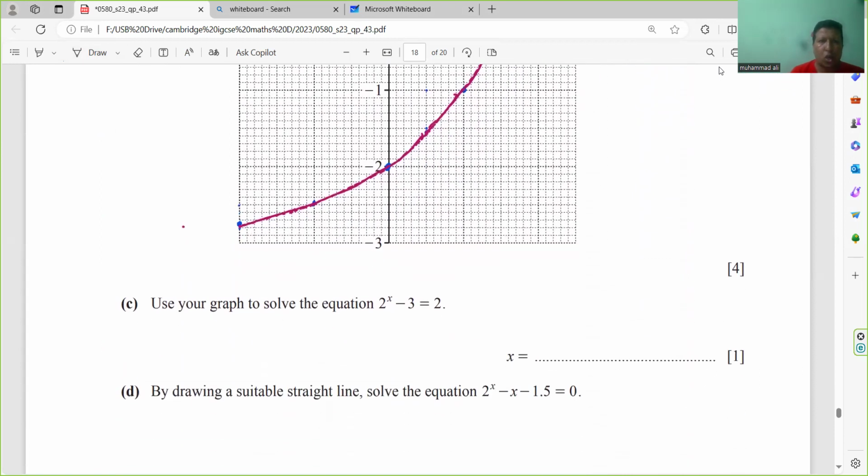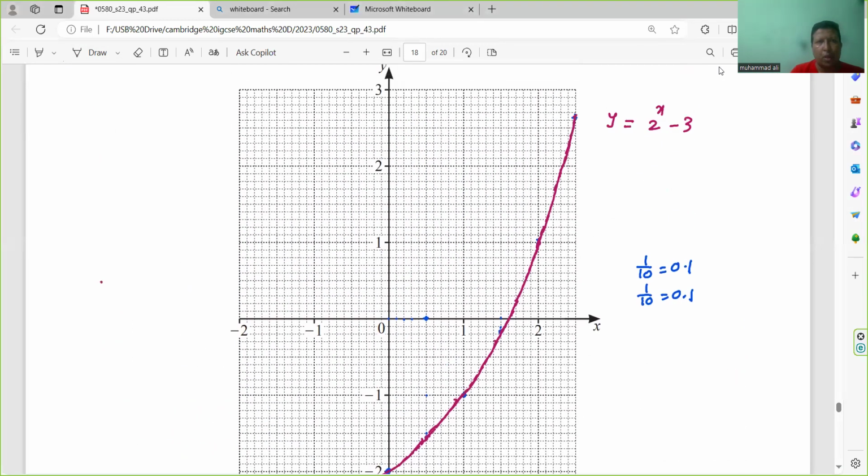Use your graph to solve the equation 2 to the power x minus 3 equals 2. In this graph, we have to draw a straight line. Instead of this, we can put y equals 2. If we draw the line y equals 2, this line cuts the curve, and the x value there is the solution.